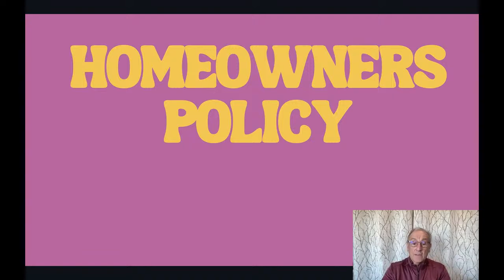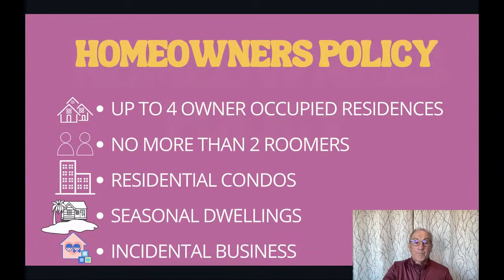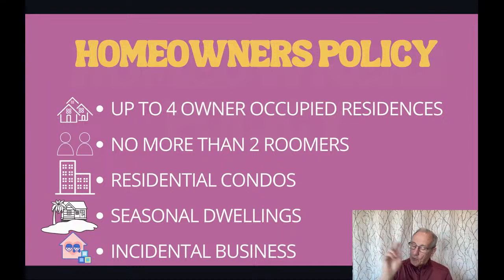Okay. So let's take a look at this HO policy. Oh my goodness. There's a lot of them. There's not just 3. So let's see if we can make sense. Up to 4 owner-occupied residences, my friends. That means that if you have a cabin in the woods that you go to in the summertime or when you want a vacation, you can put both of them on your homeowner's policy. That can be for more than one residence.